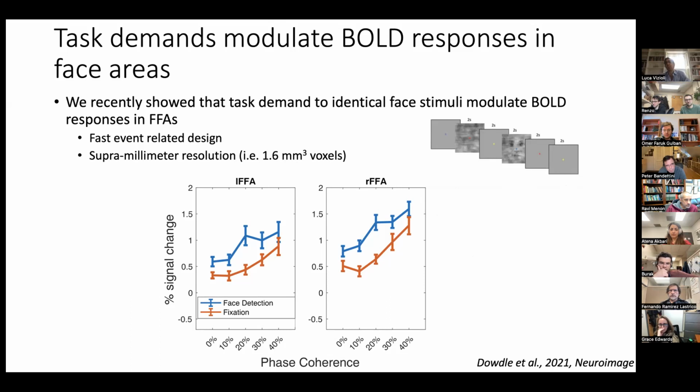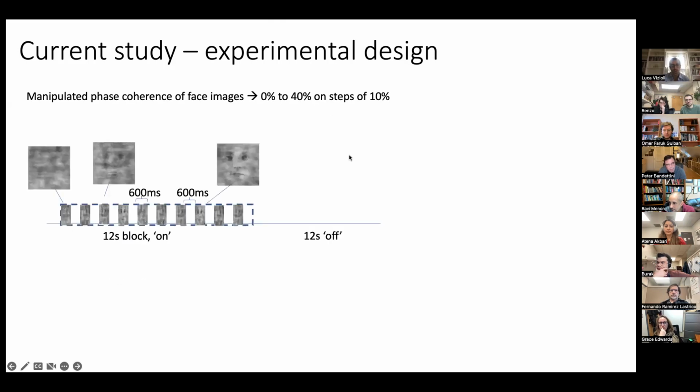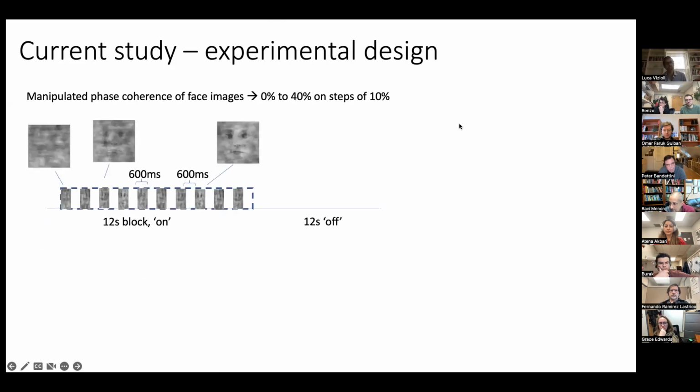And so we wanted to go and investigate this effect at the cortical depth-dependent, or laminar, level. And so to do that, again, we use a comparable paradigm where we have different faces with different visibility, ranging from 0 to 40% in steps of 10 of phase coherence. And we switched to a block design from a fast event-related design.